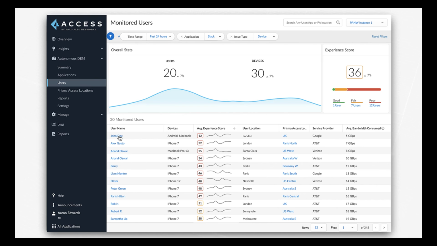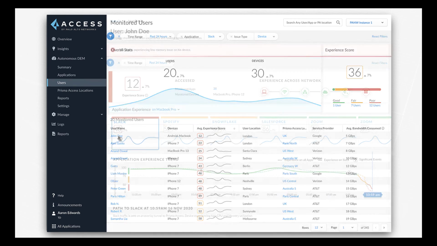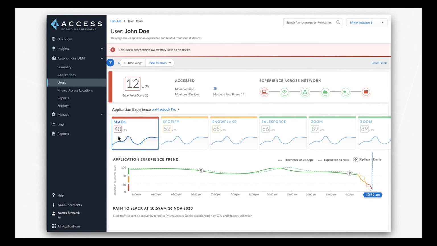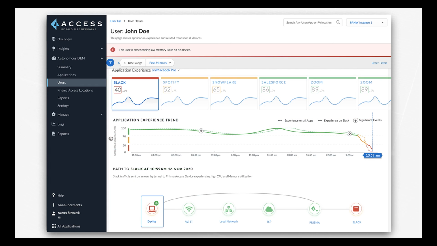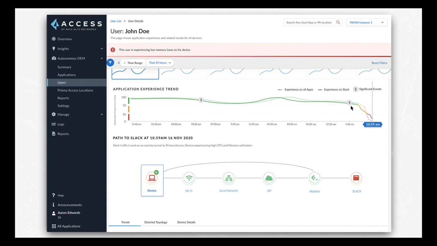As an example, if John Doe was complaining about a general issue, we can click on him and investigate what might be the problem. Right away, we can see that the user has a low memory issue and that their experience score is very poor. In addition, if we scroll down, we also show you that around 9 a.m., he started experiencing some issues that could have caused poor application experience trend. We also determined that these issues were likely driven by the low available memory event on his device.